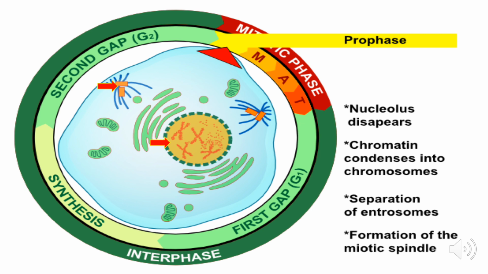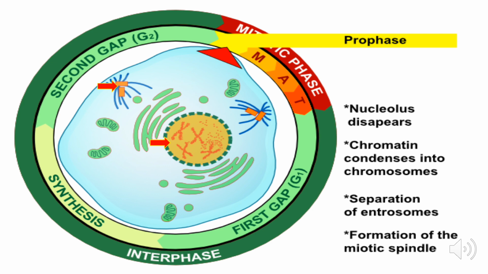Let's review the events associated with prophase. Nuclear envelope will disappear. Nucleolus will disappear. The chromosomes will be formed from the condensation of chromatin. You have the duplication of the centrioles and the initiation of the synthesis of mitotic spindle.